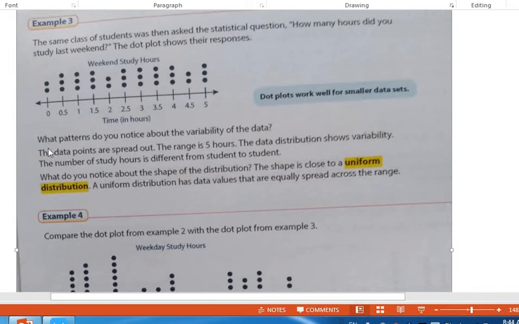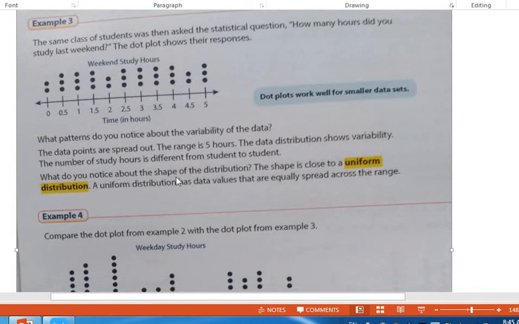What patterns do you notice here about the variability of the data? Can you see this? The data points are spread out. We have no tails here. So the range is 5 hours. Why? The greatest, 5, minus the least, 0. 5 minus 0 will give you 5. The data distribution shows variability. The number of study hours is different from student to student. It differs from one to another.